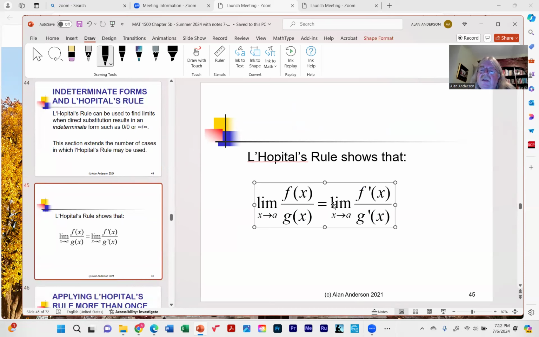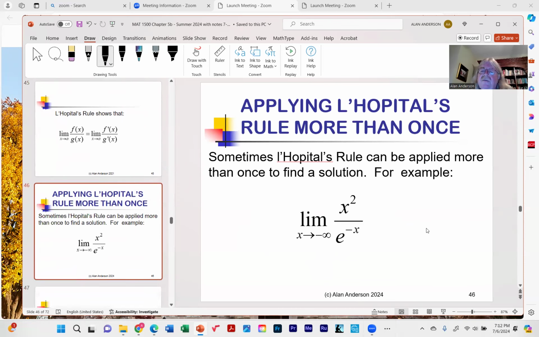And of course, you remember what it is. It tells us that if we have a limit of some kind where x approaches a, which could be infinity, by the way, or negative infinity, then this ratio can be replaced with f prime of x over g prime of x, and we'll get the right answer. It's a very helpful rule. Now, it turns out that we can actually apply L'Hopital's rule more than once. If applying it brings us to another indeterminate form, sometimes the way to go is to simply reapply it. So here's one of those cases.